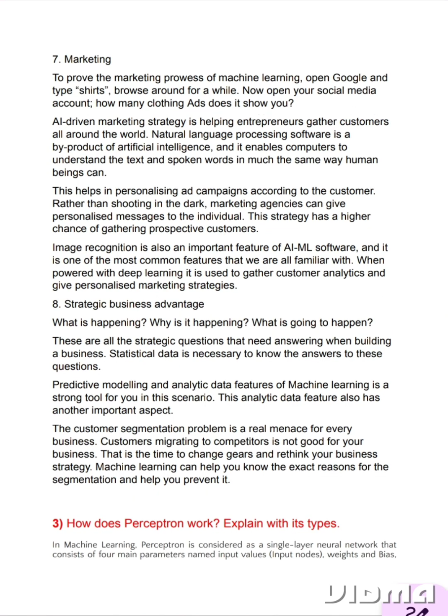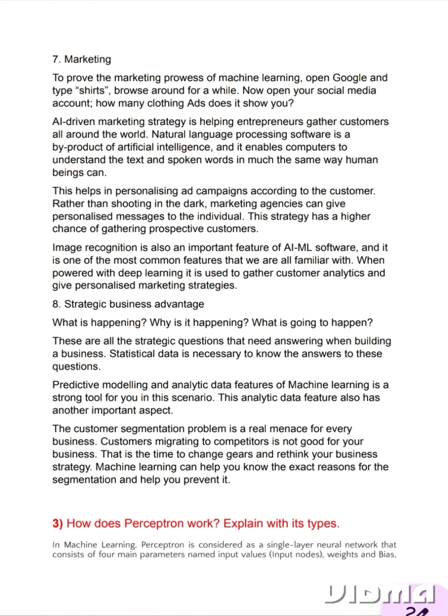7. Marketing. To prove the marketing prowess of machine learning, open Google and type shirts, browse around for a while. Now open your social media account. How many clothing ads does it show you?